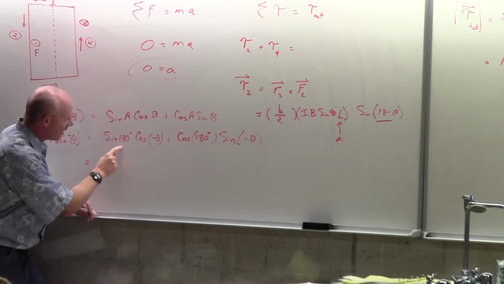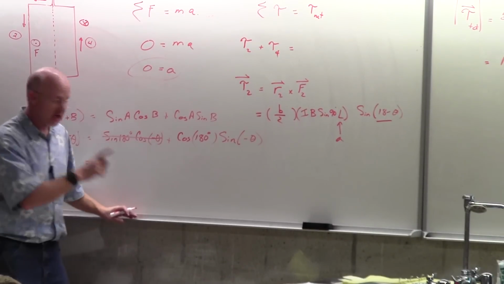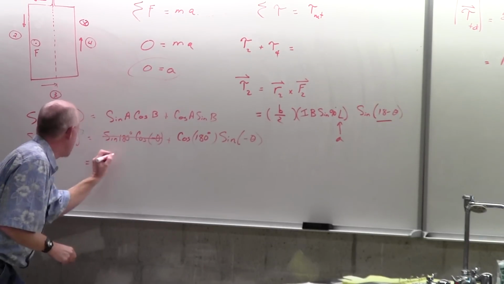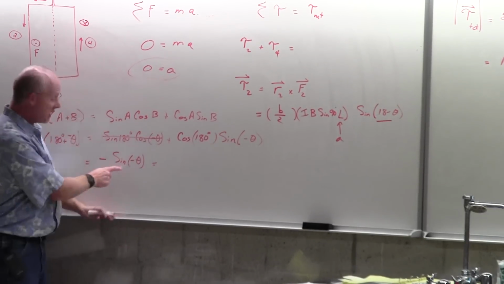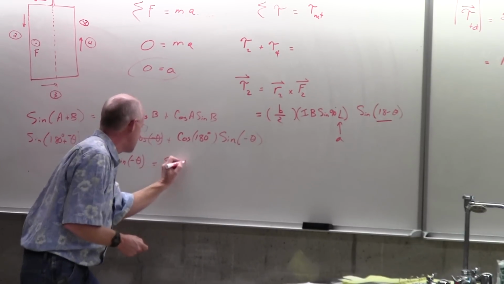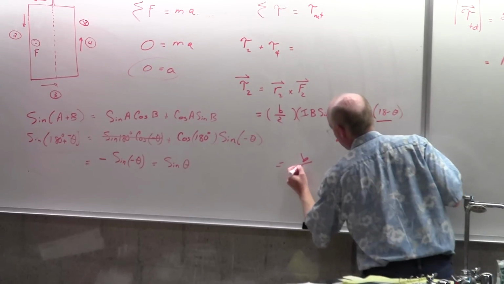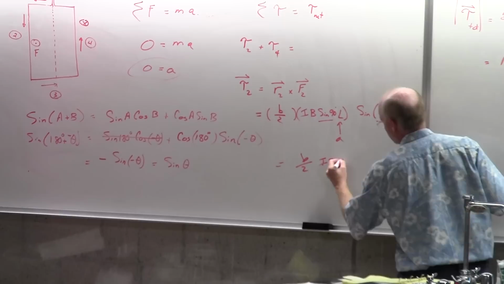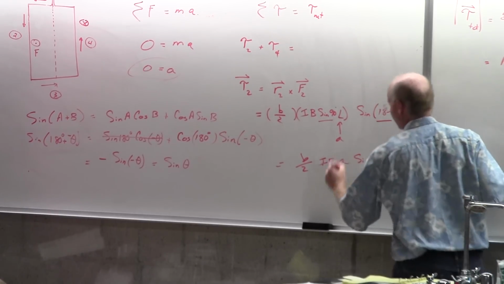And so sine of 180 degrees is what? 0. That one goes away. Cosine of 180 degrees is what? Negative. So I have negative of a sine of negative theta. But sine is an odd function, so the negative of a sine of a negative angle is the sine of that angle again. All right, so this comes out to be B over 2 times I times B times sine of 90 degrees, which I'll leave alone, times L, which is A, and then sine of the angle between them.